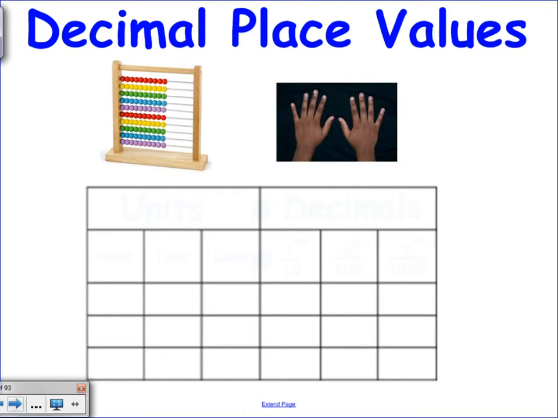So, decimals and decimal place values. Everyone happy with what we did last week when we looked at this and talked about units? If we have units on the left hand side, what do we have on the right hand side? If these are ones, tens and hundreds, what's that side? The decimals. And we separate the decimals from the whole numbers using something called the decimal point.